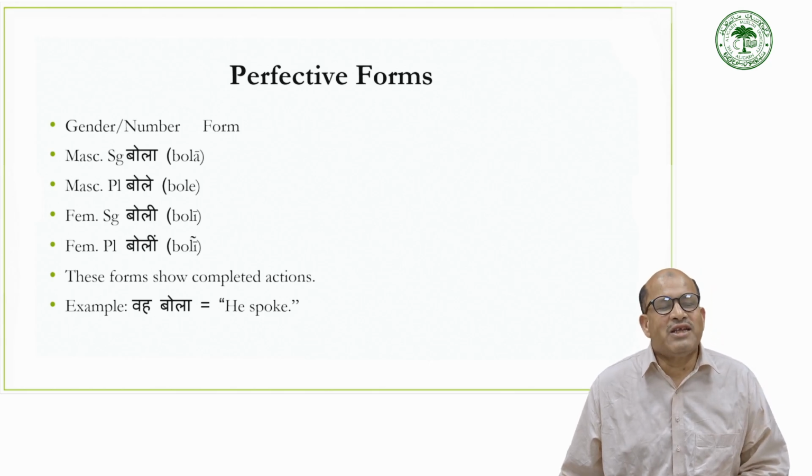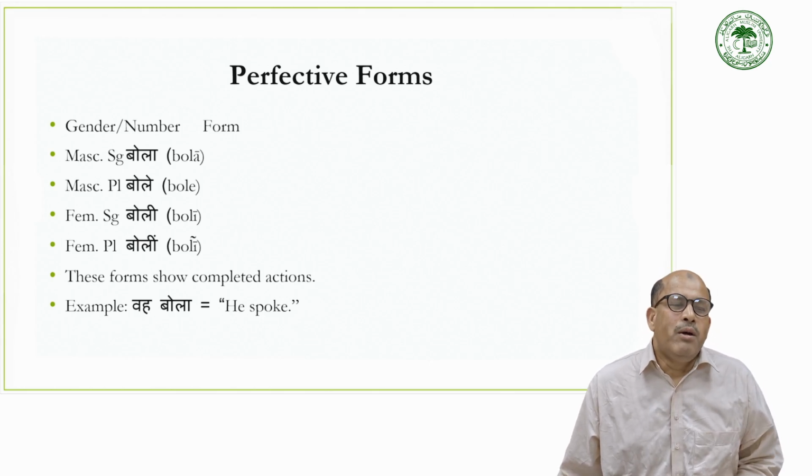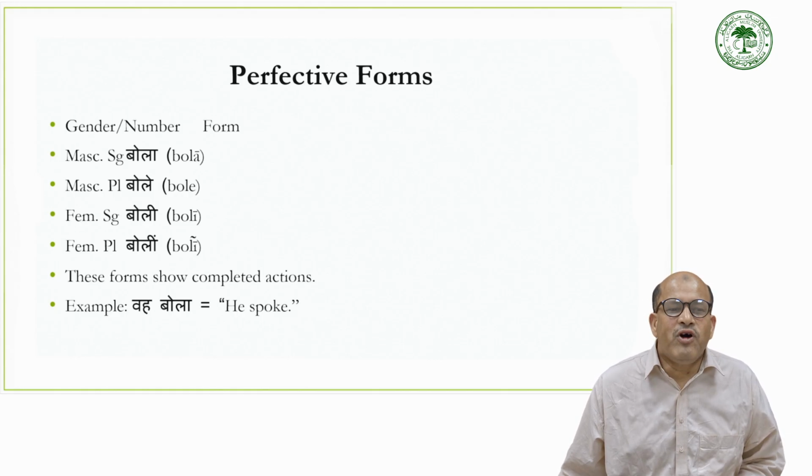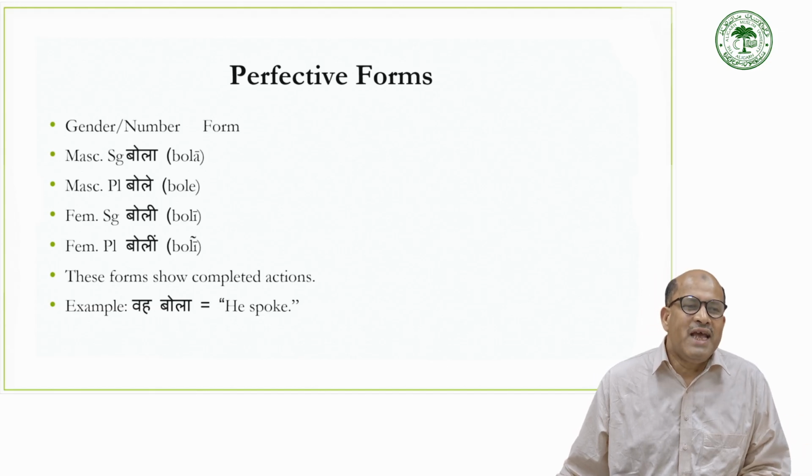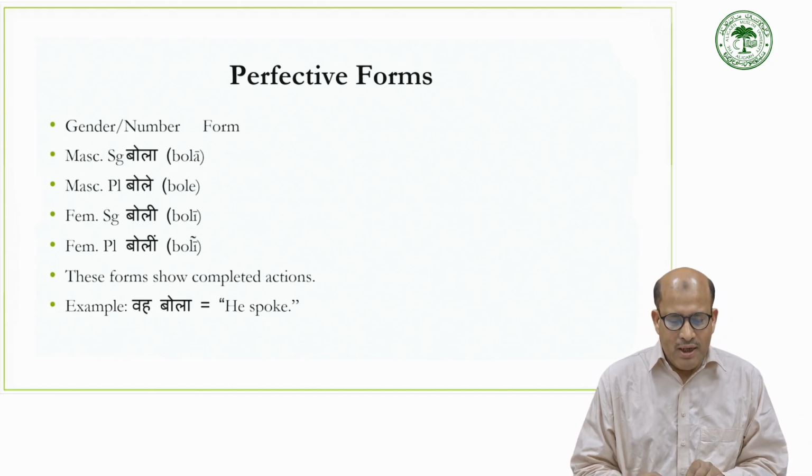If you look at this masculine singular bola, masculine plural bole, feminine singular boli, feminine plural boli. These forms show completed actions. For example, वह बोला, he spoke. We can make almost all sentences. They spoke, वे बोले.